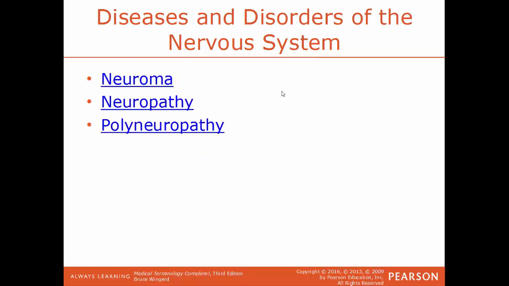Neuropathy is a general term that applies to any disease of a nerve. And when this condition happens to multiple nerves all at once, that'd be polyneuropathy.